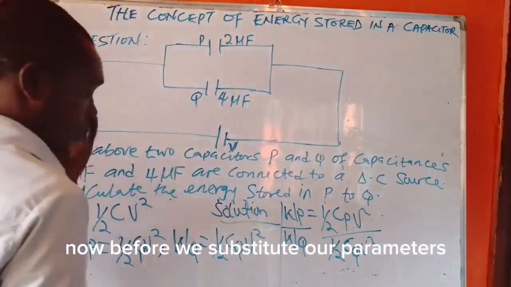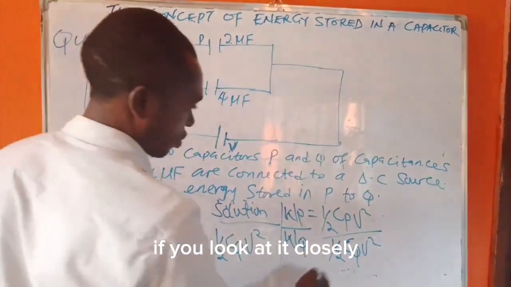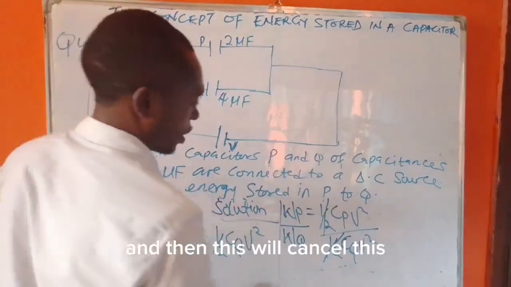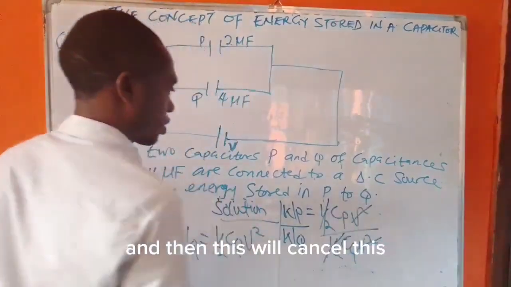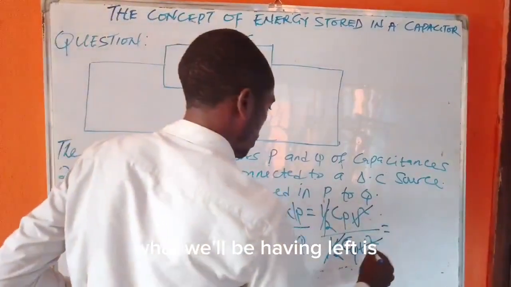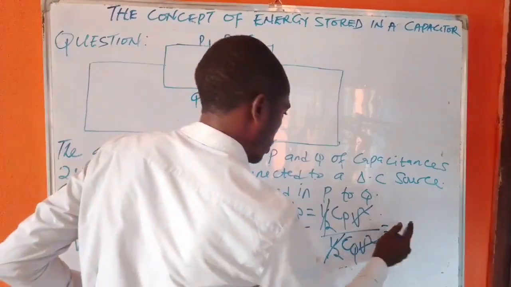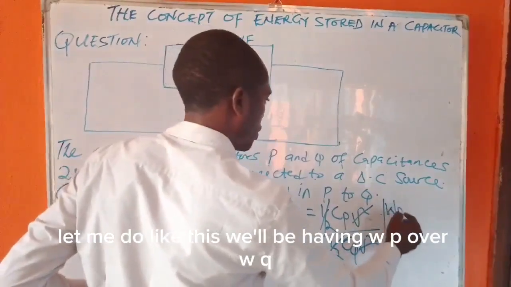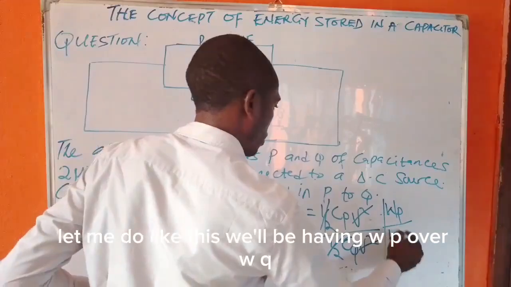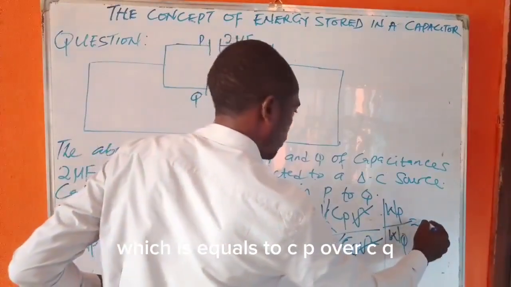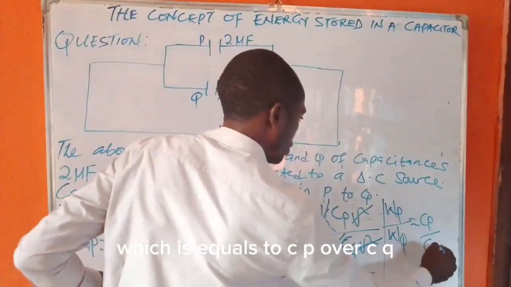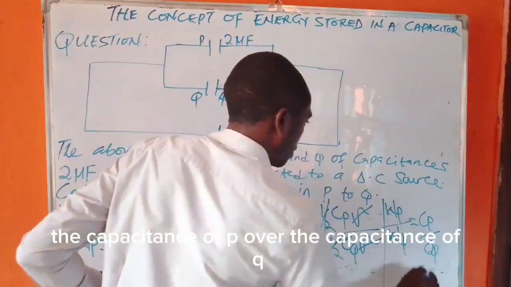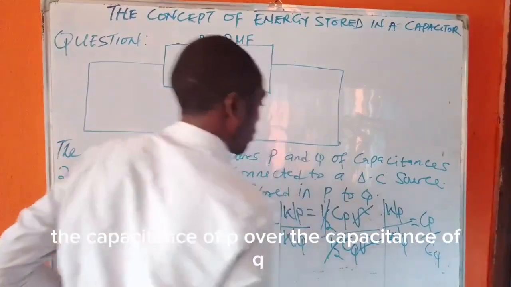Now, before we substitute our parameters, if you look at it closely, they are like terms. This cancels this, this cancels this, and then this will cancel this. So what we'll be having left is WP over WQ, which equals CP over CQ, the capacitance of P over the capacitance of Q.